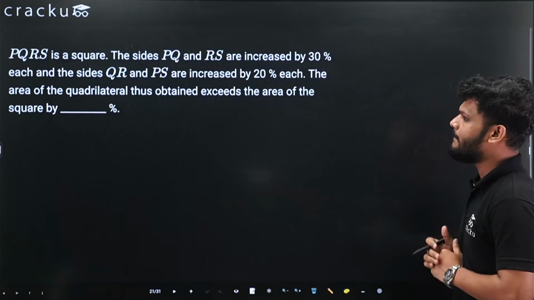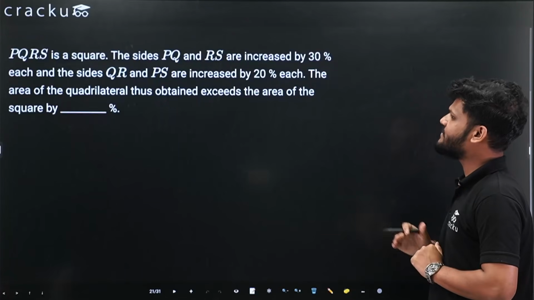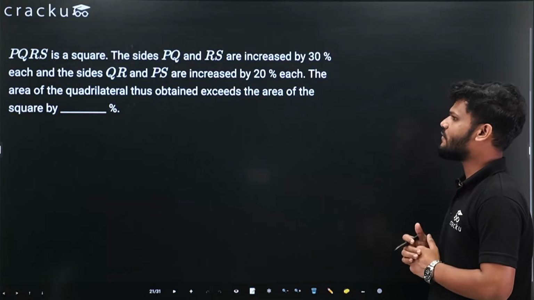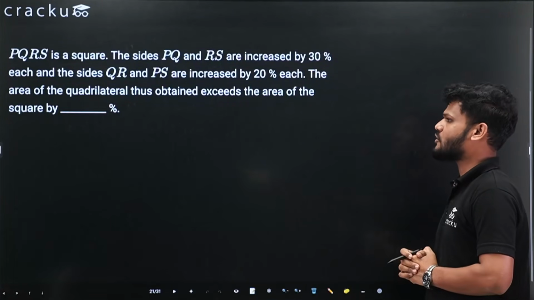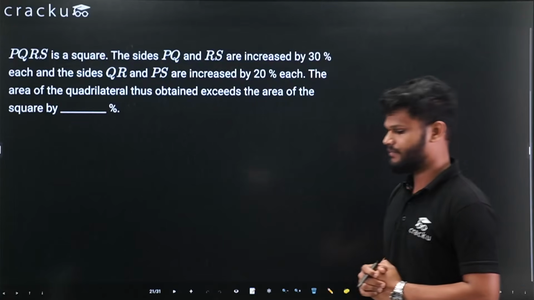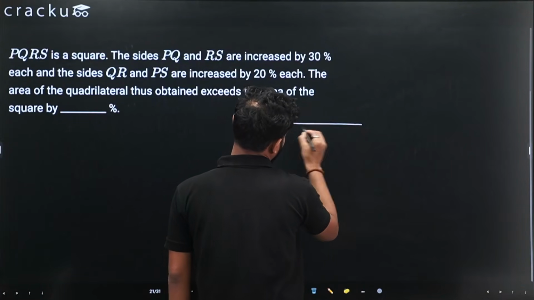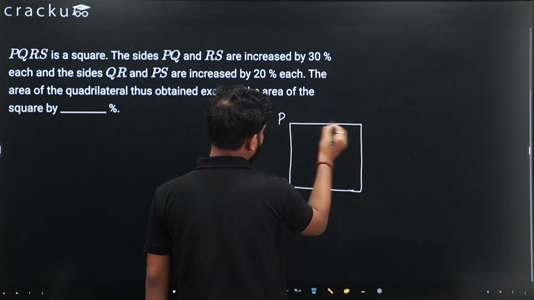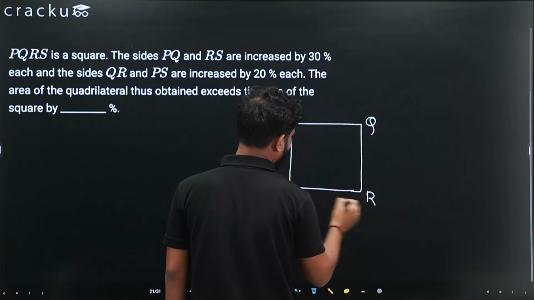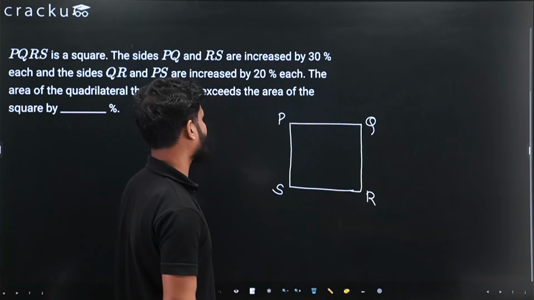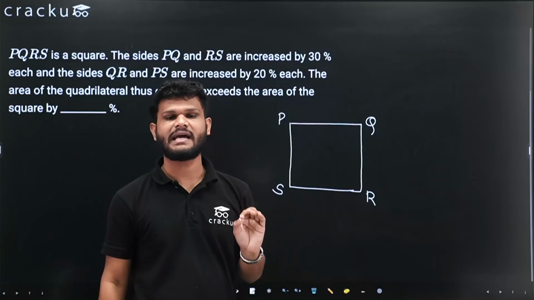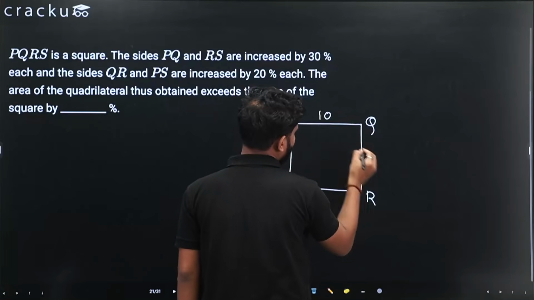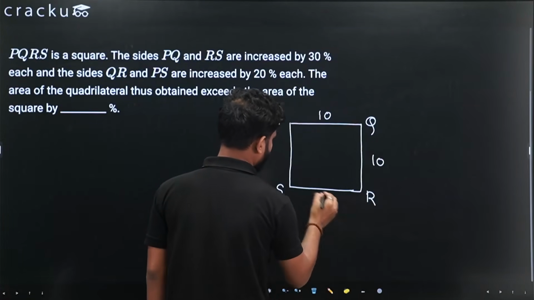In this question we are asked PQRS is a square. The sides PQ and RS are increased by 30% each and the sides QR and PS are increased by 20% each. The area of the quadrilateral thus obtained exceeds the area of the square by what? So first we had P, Q, R and S. Initially this was a square. We haven't been given the measure of the side, so we can assume any value as just percentages are given. Let us say PQ is 10, QR is 10, this is 10 and this is 10.